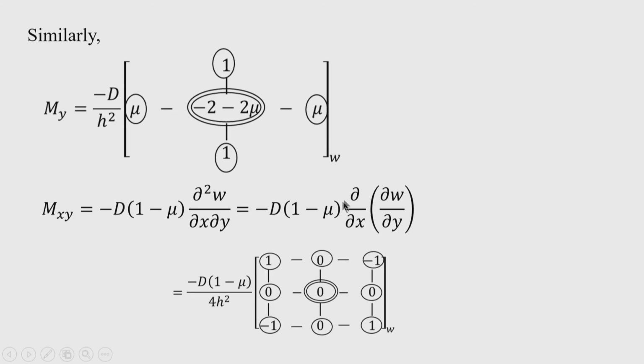Now, we are operating with del by del x. So, it can be written in this form, and you are getting here the Mxy, which is a very interesting expression: minus D (1 minus mu) divided by 4a square, and then the matrix 1 0 minus 1, 0 0 0, the central value along the row is 0 and along the column is also 0. Only you are getting the coefficient plus 1 or minus 1 at the corners. So, 1, minus 1, and minus 1, and 1. So, this is the value of Mxy. Okay.